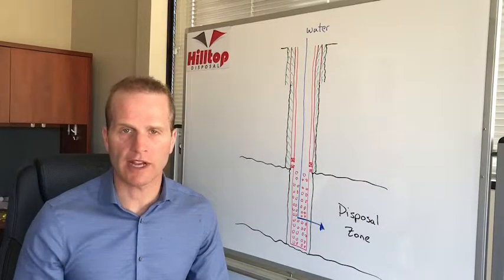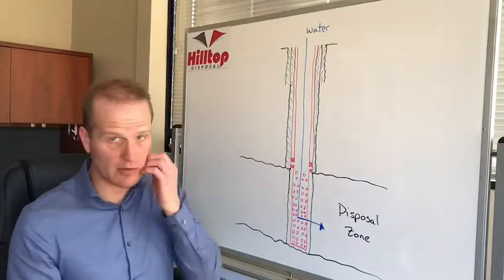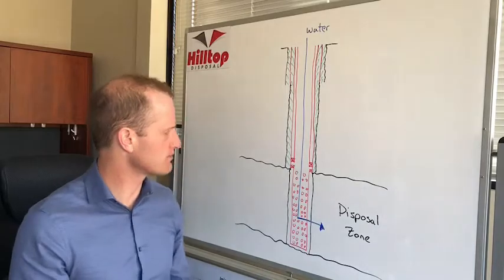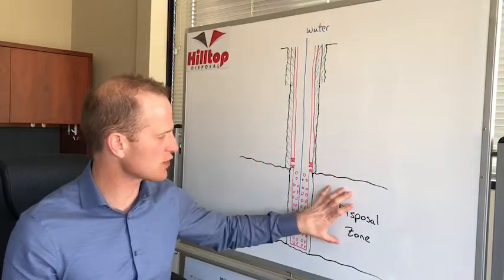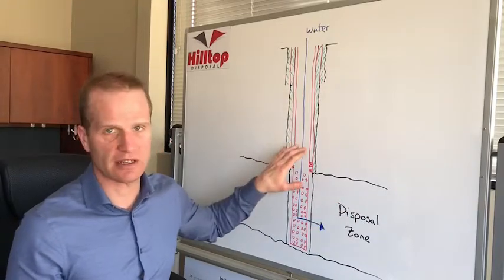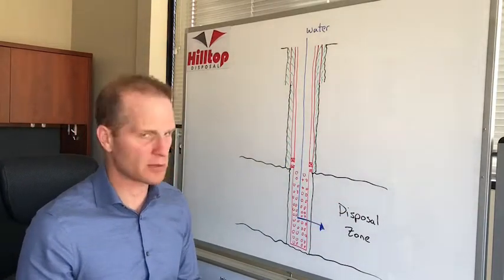In this video, I'm going to go over the planning of your disposal well. So behind me, I got a picture of a regular disposal well. The two biggest things you're going to look at are your disposal zone and then your injection string to determine what kind of rate you're going to want from your disposal well.